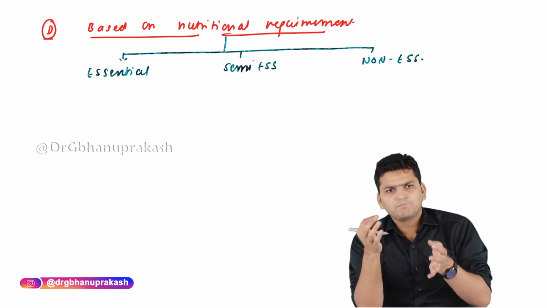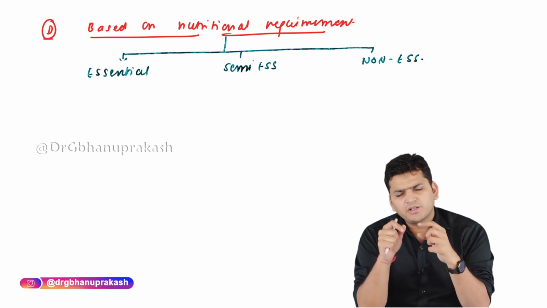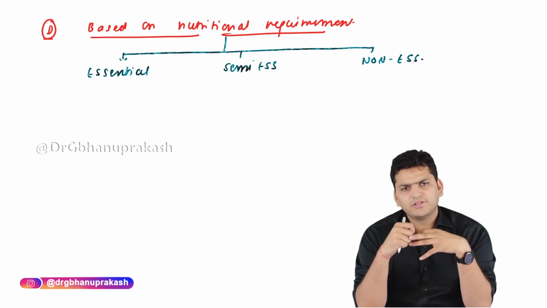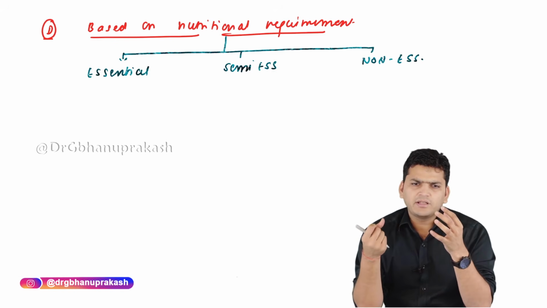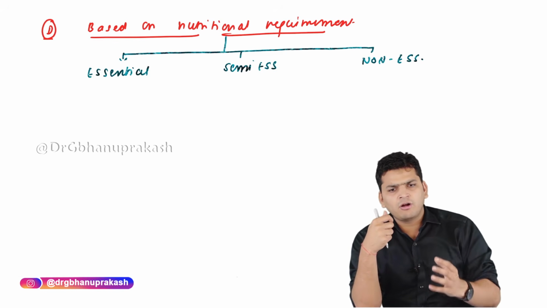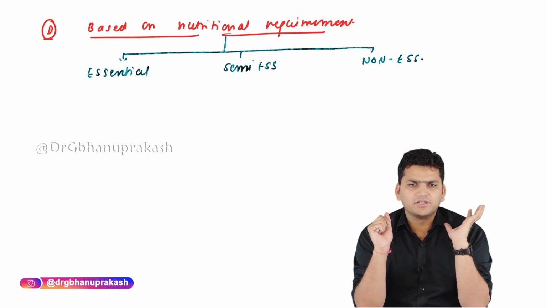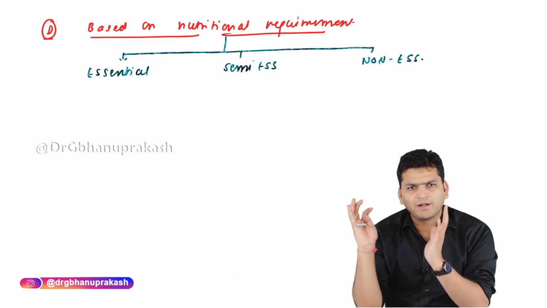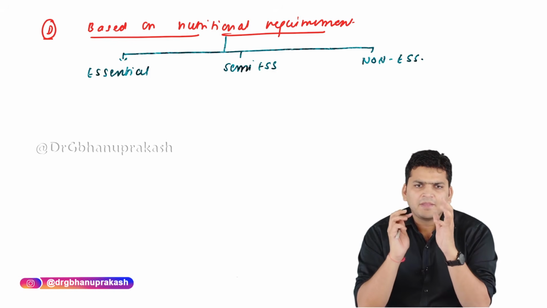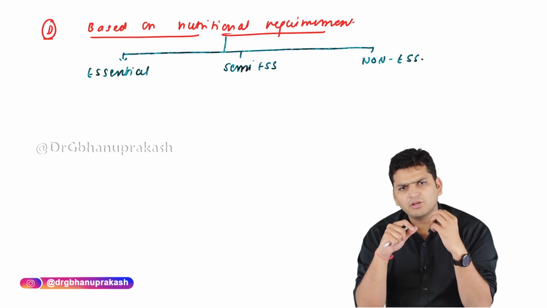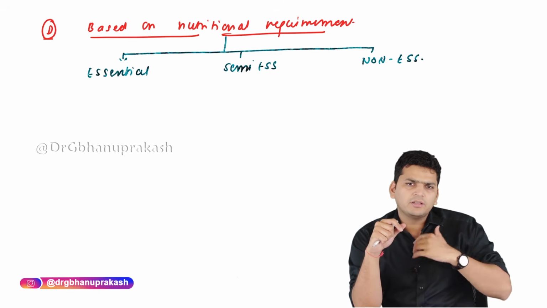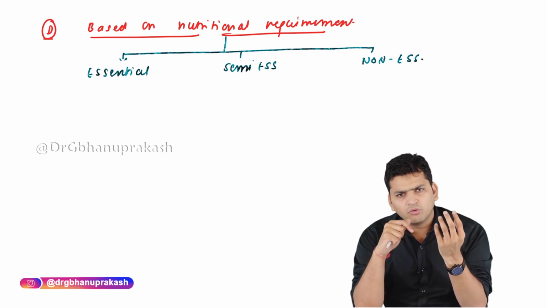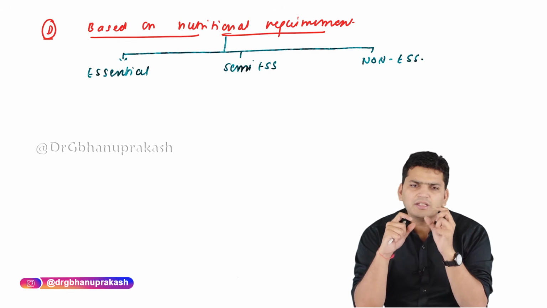What is the meaning of essential? Essential means that these are the amino acids you have to take in your diet. The body cannot synthesize them endogenously. Non-essential means whether you eat them in your diet or not, the body is going to synthesize them endogenously. Whether you take them or not, the body will take care of that. Now, the semi-essential amino acids are those which are required during the time of growth, meaning when we were in the pediatric age group, during the time of growth, these amino acids are required.